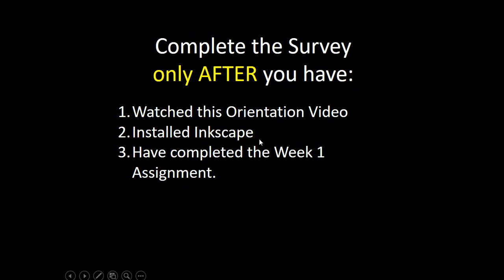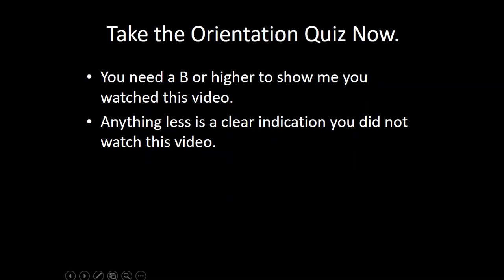There's also an orientation quiz, and I need you to take that right now. You need a B or higher on that quiz to show me that you watched this video. Anything less than a B is a clear indication that you didn't watch the video. If you were just skimming through it and not actually paying attention, you're going to get like a C, a D, or E, or an F, okay? If you've been watching it, you'll get an A or a B. Yeah, sometimes you miss a question. But you also have this video that you can pause and rewind and look for the answers, right? And that'd be the responsible thing to do.